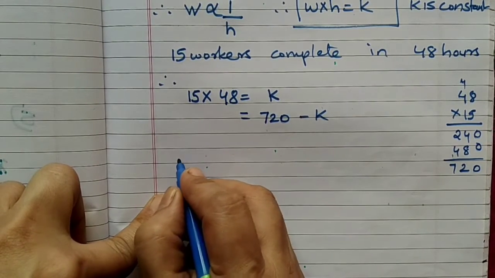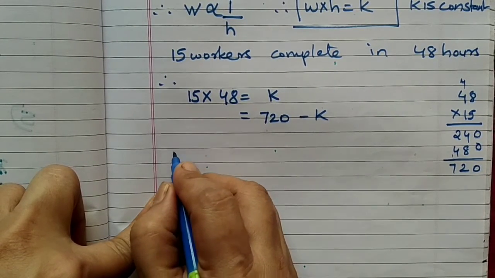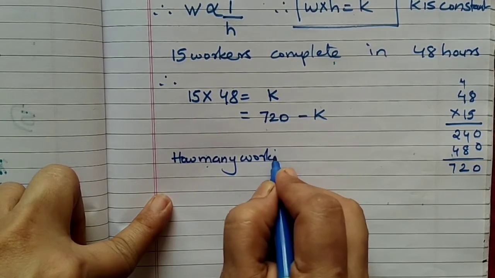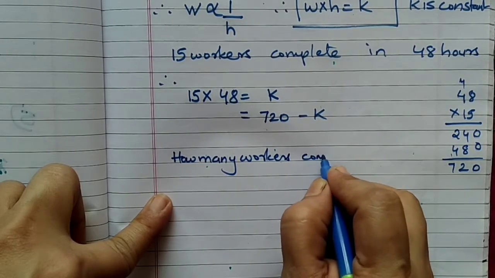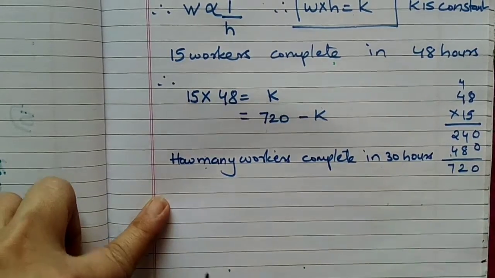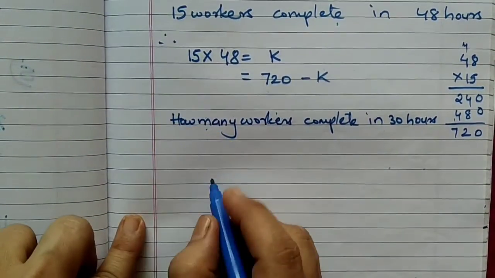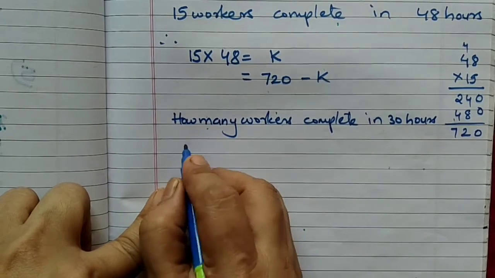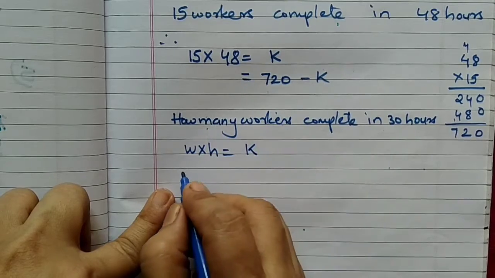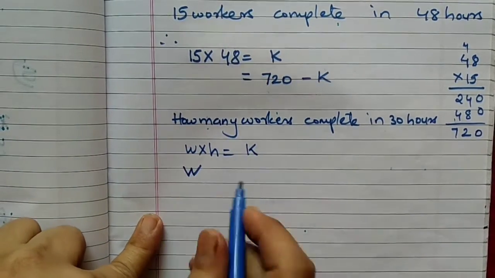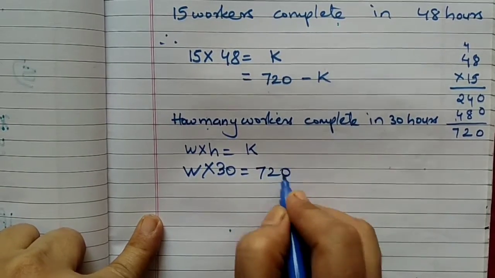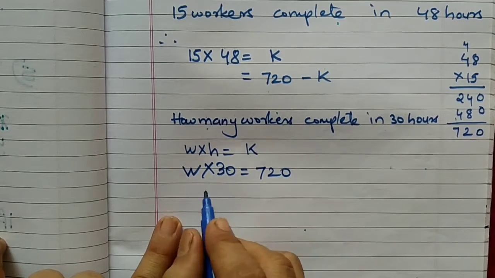Now, how many workers complete it in 30 hours? That is what they have asked us. Now here what we'll write, again: workers into hours is equal to K. Workers we don't know, so we put the alphabet W. Hours is 30, is equal to K, which is 720.